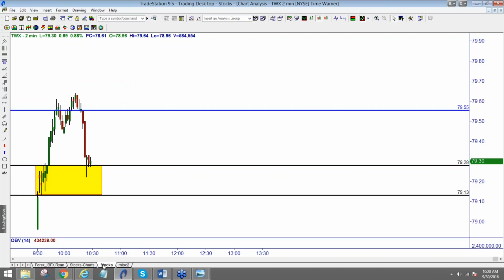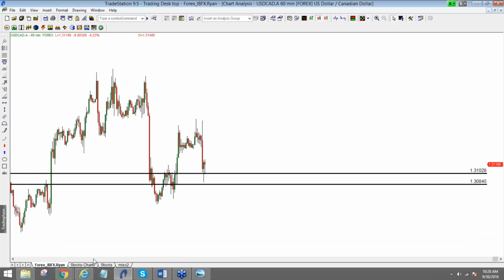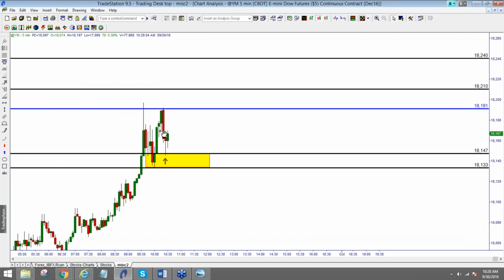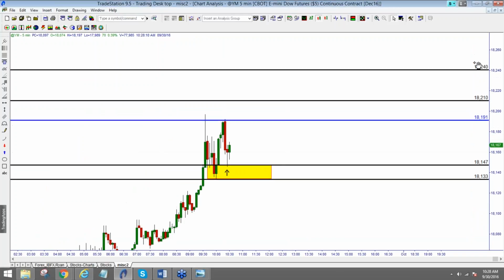Let's see what happens, and then I should look at that Canadian. What's USD CAD doing? All right, staying above it on the USD CAD, so that means the Canadian futures are probably doing the same thing. All right, so let's see. Come on, make me look good here on this Dow long. Let's go.